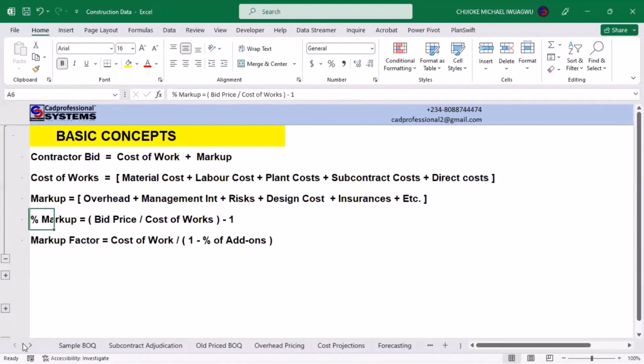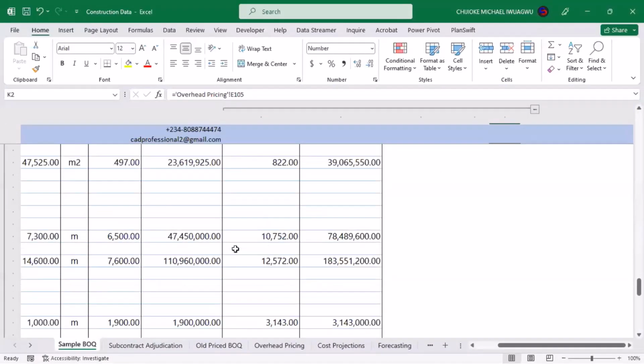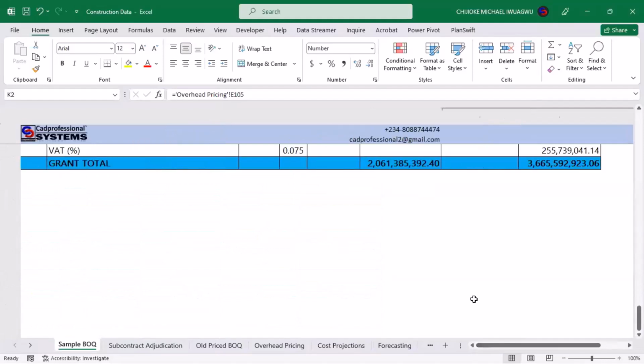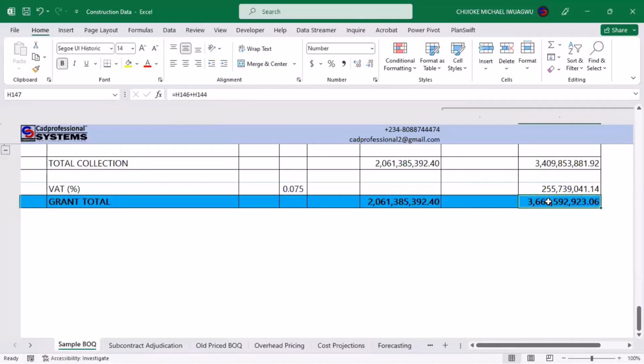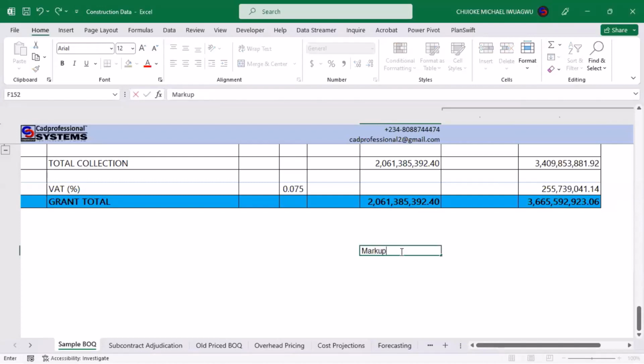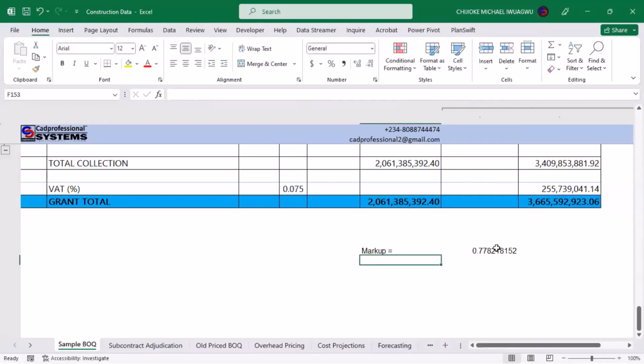Let us demonstrate that. Now, in this job that I have here, the bid price for this bill of quantity that we have here will be 366,559,292.06. That will be the bid price. Now, the cost of the work will be this. You see? So what I'm trying to say is that your markup factor is the same thing as your bid price, which is this amount, divided by the cost of work, minus 1. That will tell you that I am marking up my work by about 77 points. I think this didn't go well.